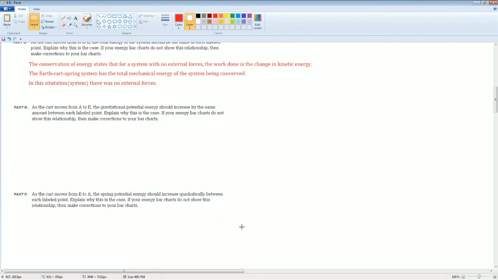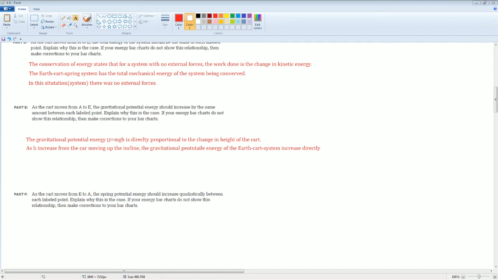Okay. As the cart moves from A to E, the gravitational potential should increase the same amount between each labeled point. Explain why. In this case, if your energy bar does not show this relationship, make the correction. All right. So let me write this out for you. I said the gravitational potential energy U equals mgh is directly proportional to the change in the height of the cart. As h increases from the cart moving up the incline, the gravitational potential energy of the Earth-cart system increases directly. I misspelled potential energy here.